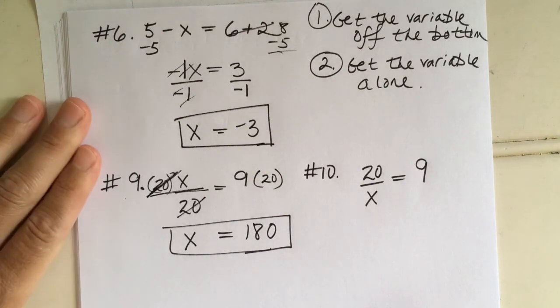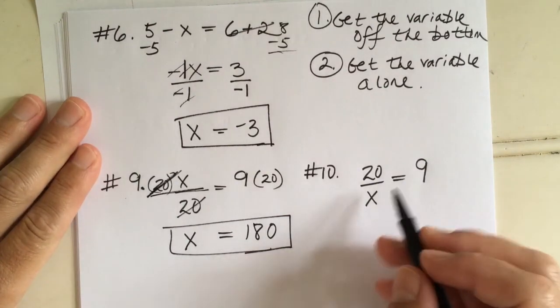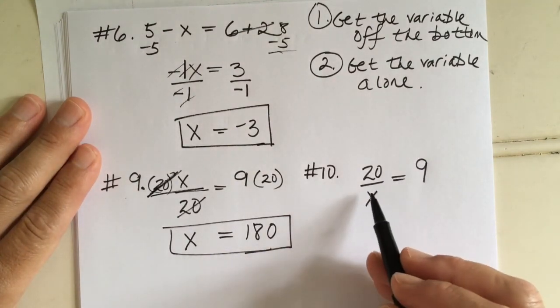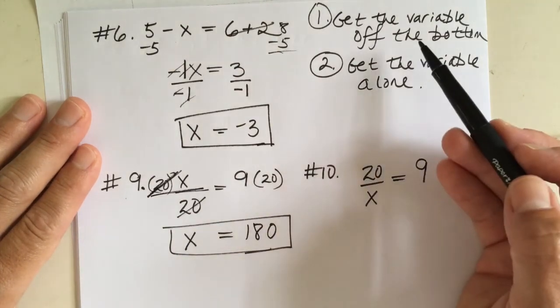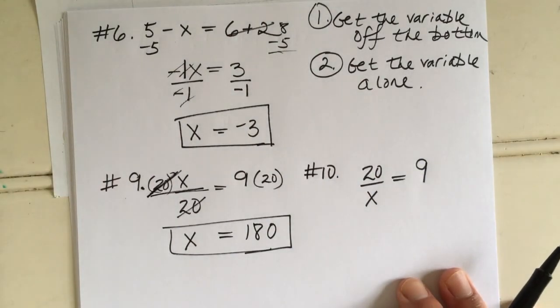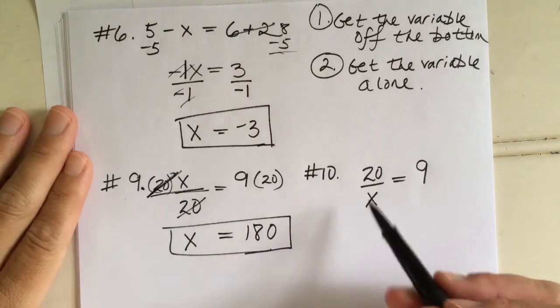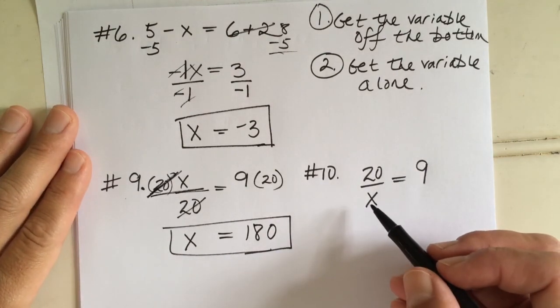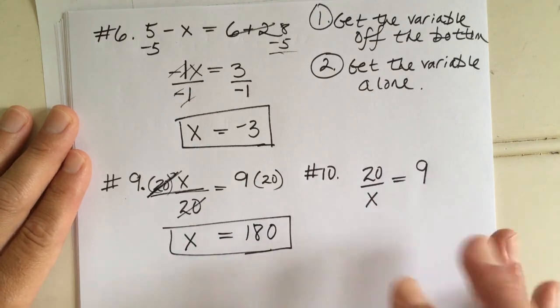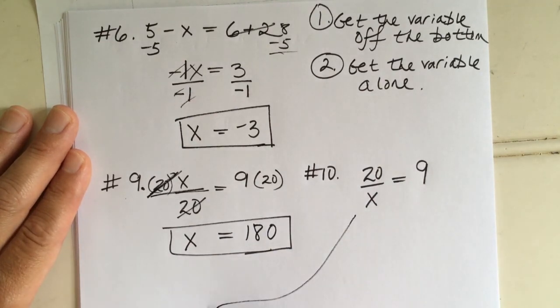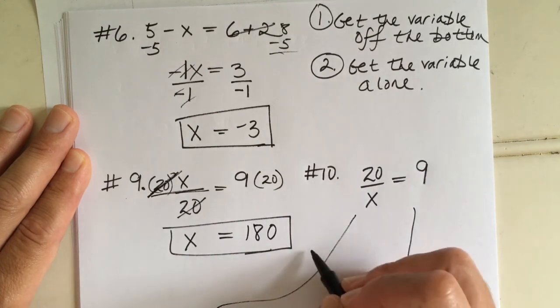Okay, anyways, let's give it a try. That's my guess. All right, so I want to get the variable off the bottom, right? That's my first thing I want to do, because it's in the denominator here. So to do that, I can do two things, right? I can solve this two ways. So I'm going to show you two methods.